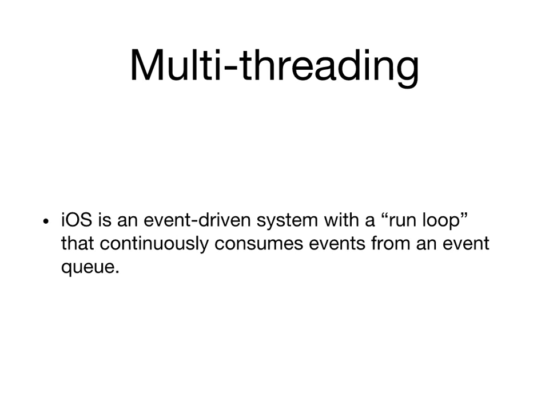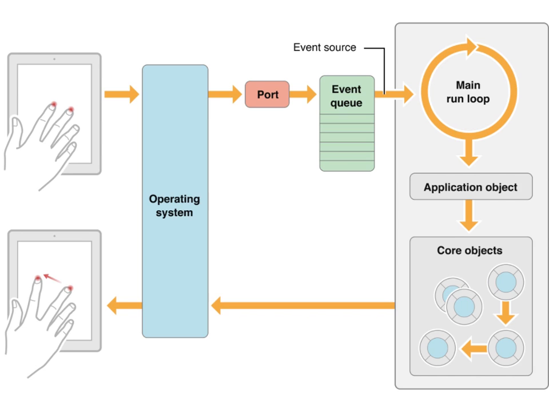Okay, so before we go to some code, let's talk a little bit about iOS. So actually, iOS is an event-driven system. So it has a run loop, and the tasks in that loop are inside a queue. So it will continuously consume the events from that queue. So let's take a look at this one.